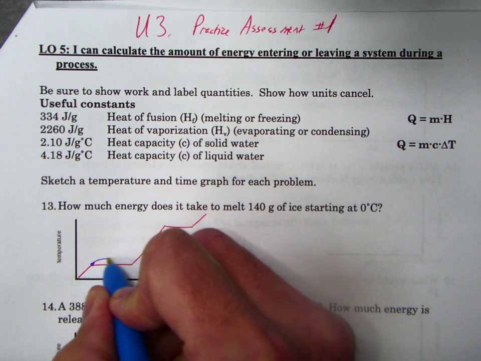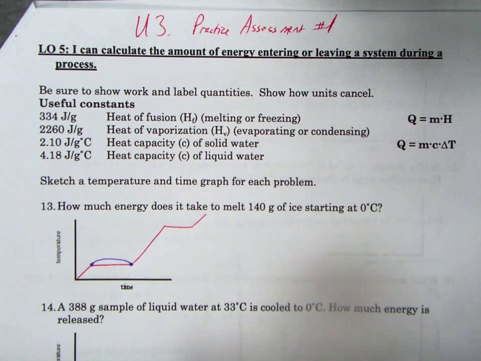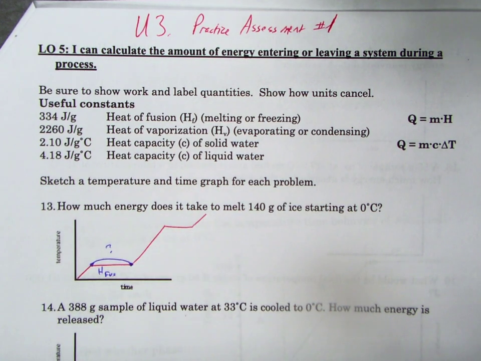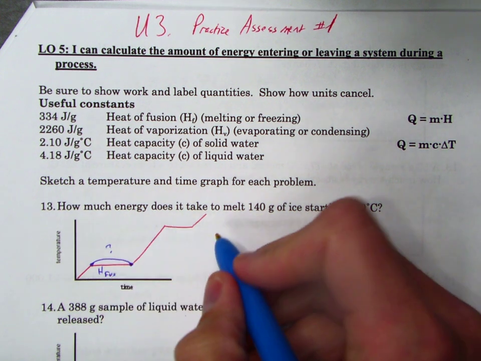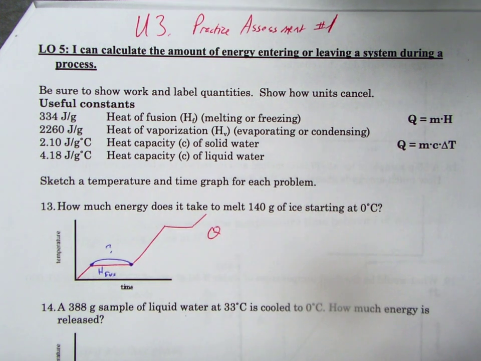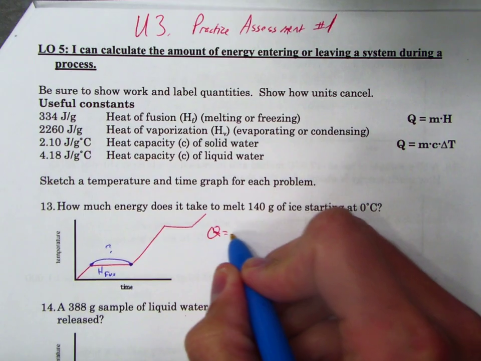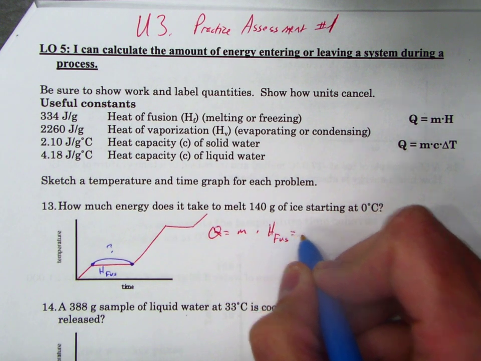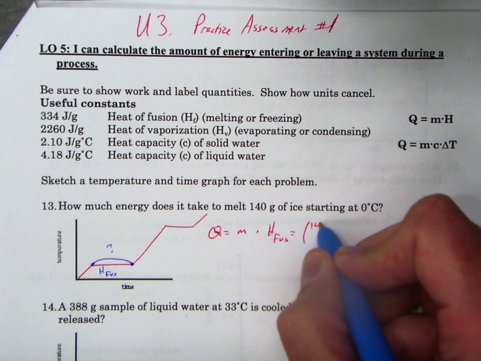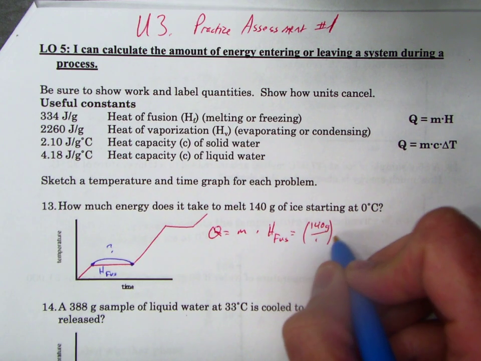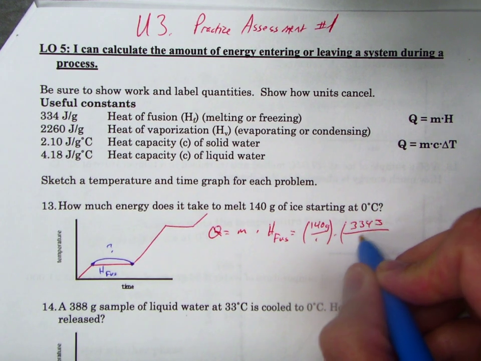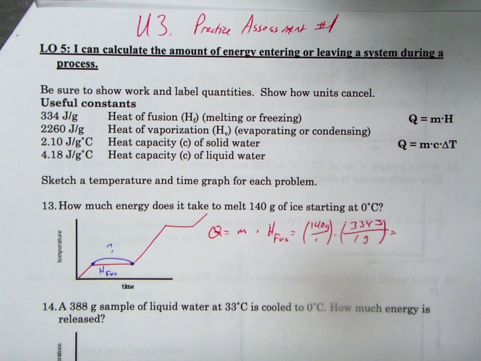Now in this situation, it says that the ice is melting. That's all that's happening, is just the ice is melting. So we need to know the heat of fusion. Now the question then says how much energy. Since we're looking for energy, we need to find Q. And so our energy is going to be mass times the heat of fusion. Our mass is given to us as 140 grams. We'll go ahead and write that over 1. Our heat of fusion is 334 joules for every 1 gram.